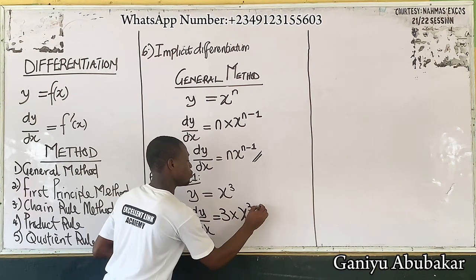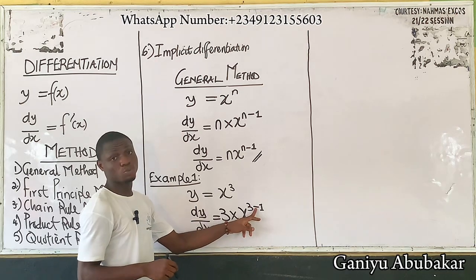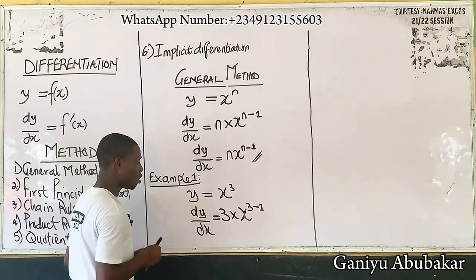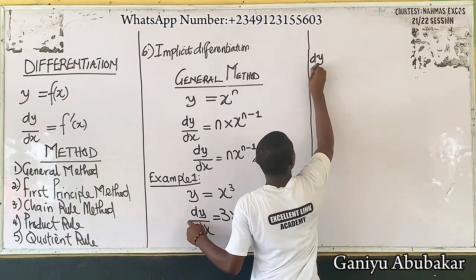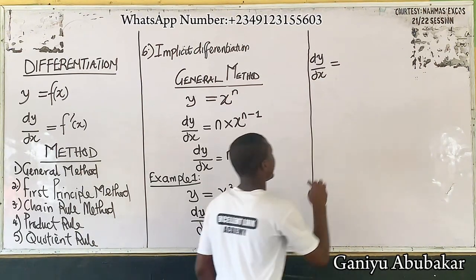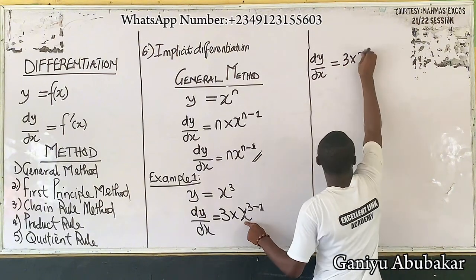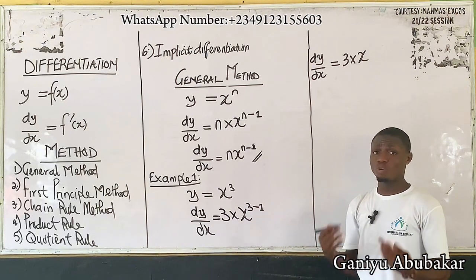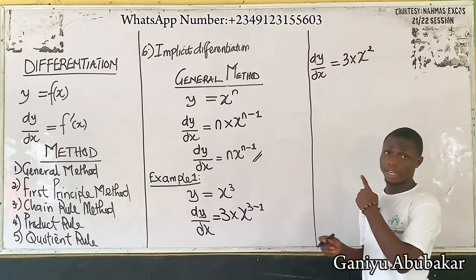Then we said subtract 1. Multiply by the power and subtract 1 from the power, as easy as that. What next? If I'm to proceed with solving here, I'll have that dy over dx is equal in value to 3 multiplied by x, but mind you, the power is 3 minus 1. Of course, 3 minus 1 will give 2. So I'll have 2 here, and I can call it squared in this case.